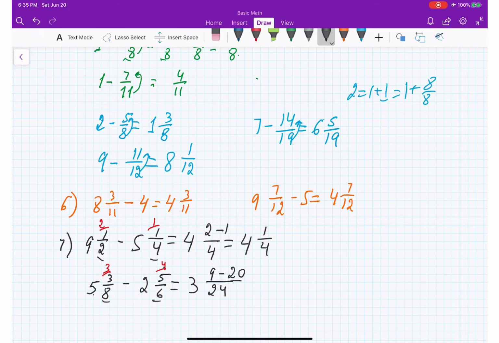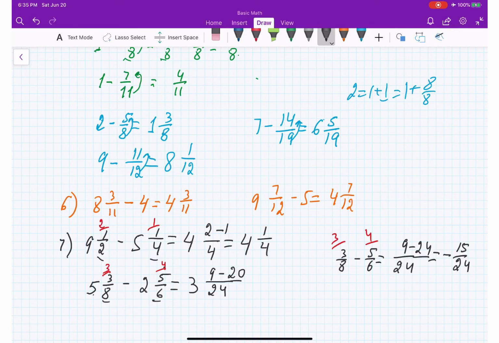Now here I'm going to bring an interesting case. If I wouldn't have the whole numbers 5 and 2, let's say I would have 3 over 8 minus 5 over 6, so I would get 24. Here again I would get 3. Here I would get 4. And I would get obviously 9 minus 20, and I would get the negative fraction, negative 15 over 24. Okay, and we would be done.